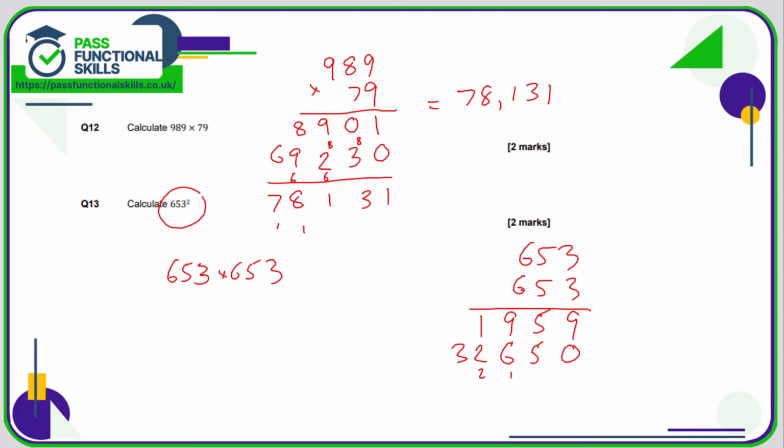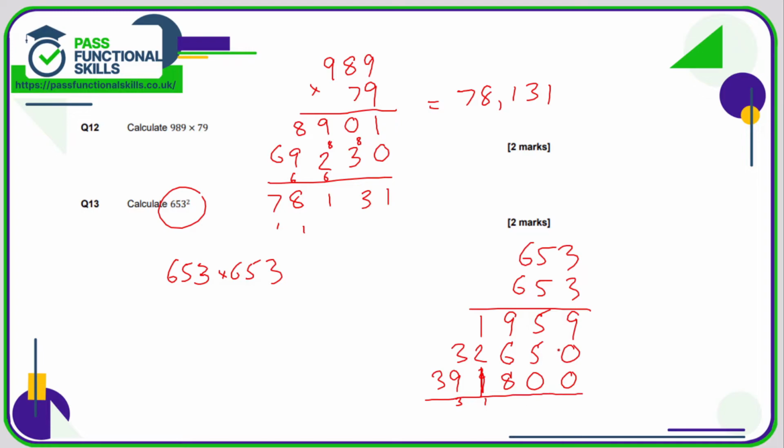Moving on to the 6, now this is the 6 of 600, so we're going to put in 2 zeros. Now it's the same procedure, 6 times 3, 18, carry 1. 6 5s are 30, plus the 1 is 31, carry the 3. 6 6s are 36, plus the 3 is 39.